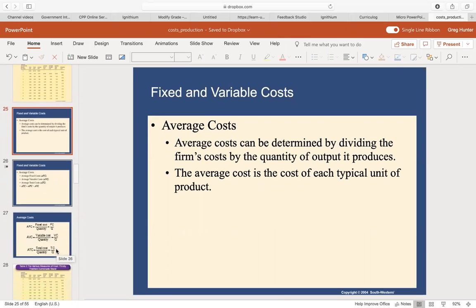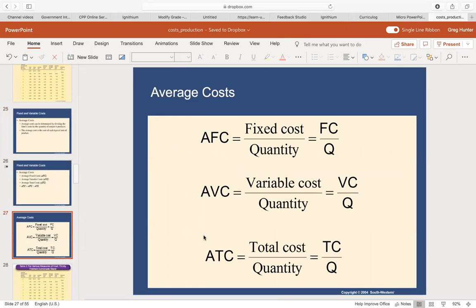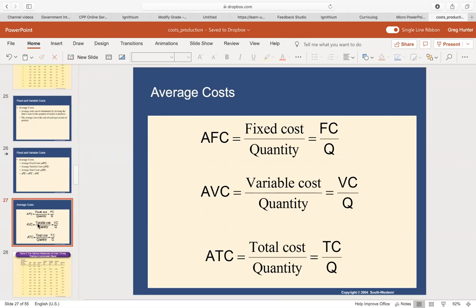So here are the formulas or equations that define the average fixed cost, the average variable cost, and the average total cost. Again, it's just the respective cost measure divided by the quantity of output. And in shorthand, you can see it's FC divided by Q for average fixed cost, VC divided by Q for average variable cost, and TC divided by Q for average total cost.